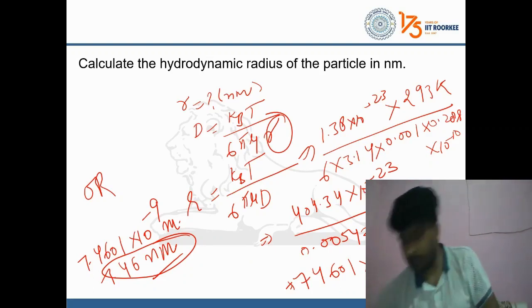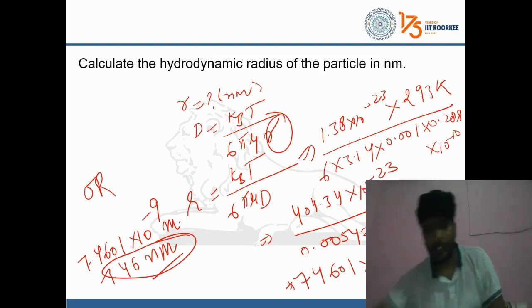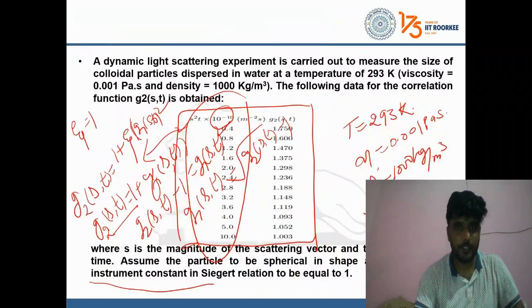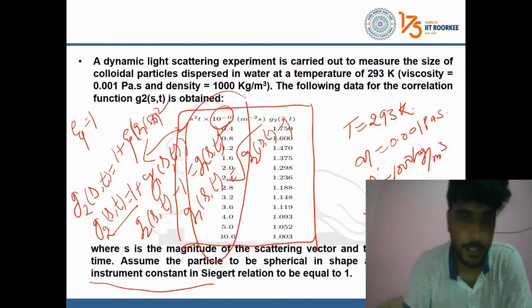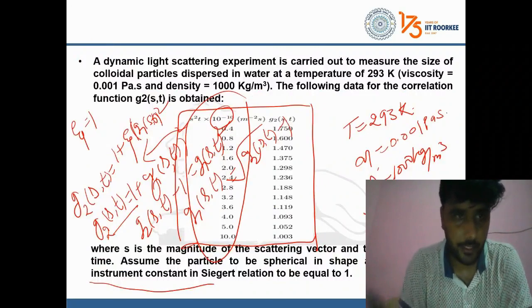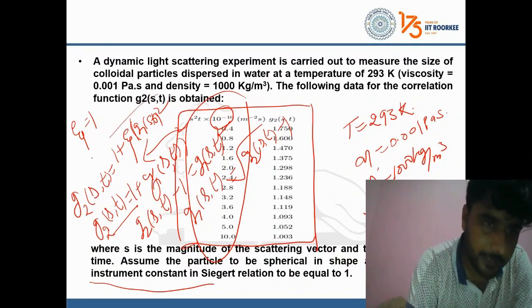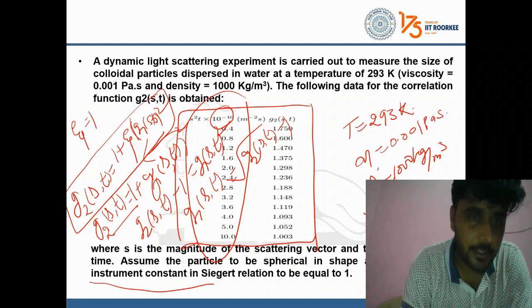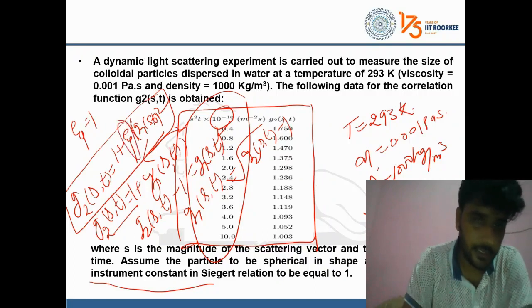So I am repeating this question again. A dynamic light scattering experiment is carried out. So you know this expression here: G2, that is a function of S and T, where S is the scattering coefficient, equals 1 plus epsilon chi, G1 st whole square. This is the instrument constant. The instrument constant is equal to 1.